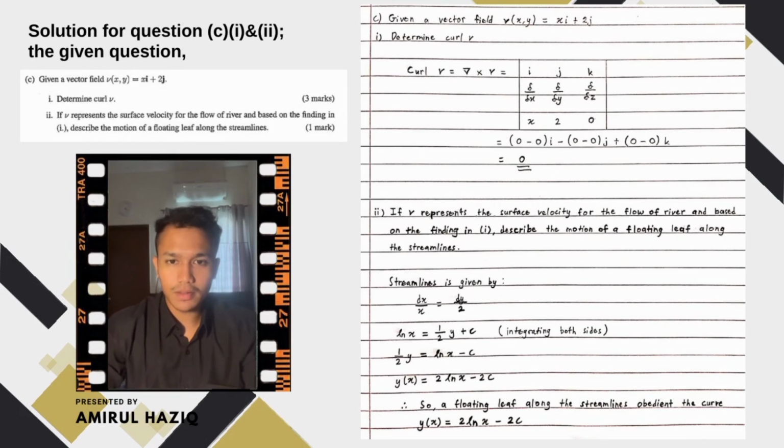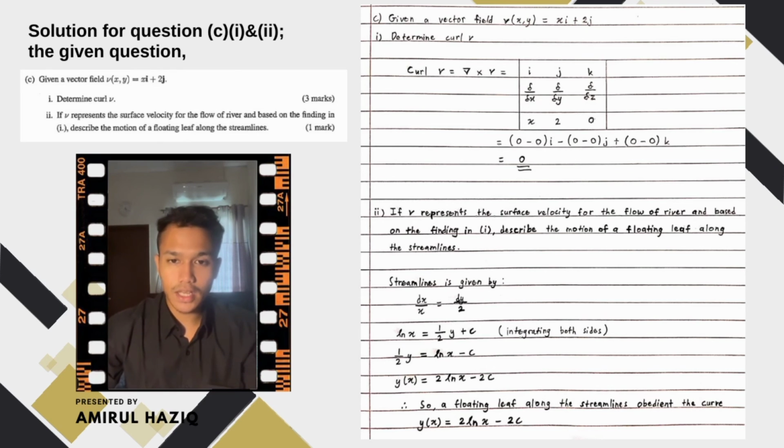Assalamualaikum and greetings. My name is Muhammad Amirul Haziq bin Muhammad Asnawi. I'm going to present the last question, which is C1 and C2. For C1, the question is, given a vector field V(x, y) equals x i plus 2 j, determine the curl of V. To find curl V, it involves the cross product between the derivative operator and the vector function.